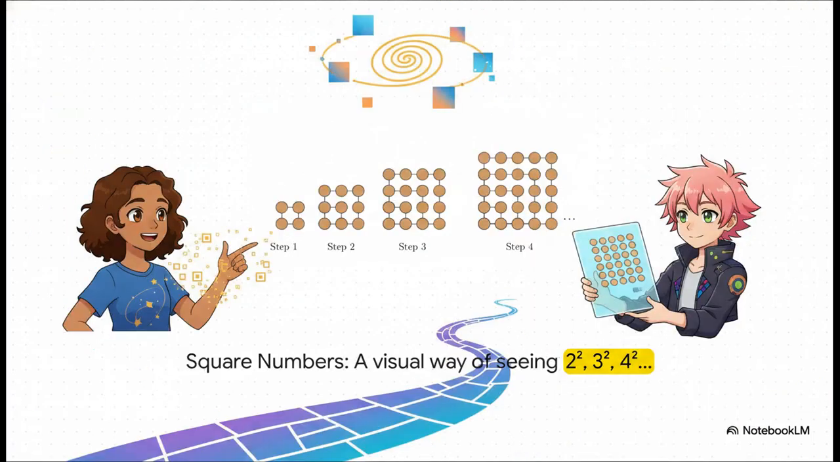Next up, a shape I'm pretty sure you'll recognize, squares. This is such a cool way to actually see what 2 squared, 3 squared, and 4 squared look like. We start with a 2 by 2 square of 4 dots. Add a layer, and we get a 3 by 3 square of 9, then a 4 by 4 of 16. It makes perfect sense when you see it.